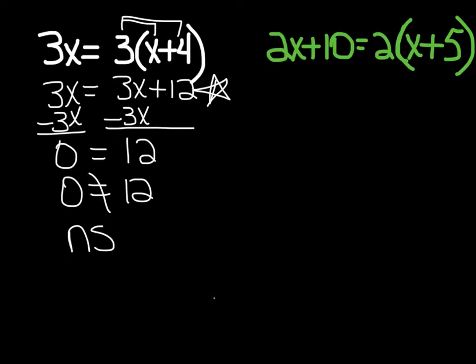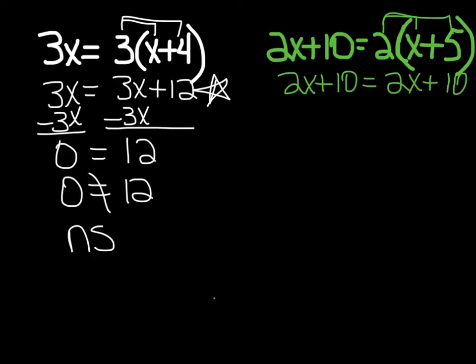Now let's look at this second example. On the left side, there's nothing that we can do just yet, so we're just going to bring everything down. 2x plus 10 equals, we will distribute the 2 on the right side so that we have 2x plus 10. Obviously 2x plus 10 equals 2x plus 10. If you don't recognize it at that point, we'll keep going. Let's subtract 2x from the right side.